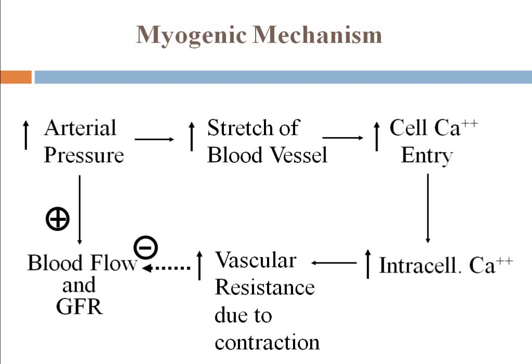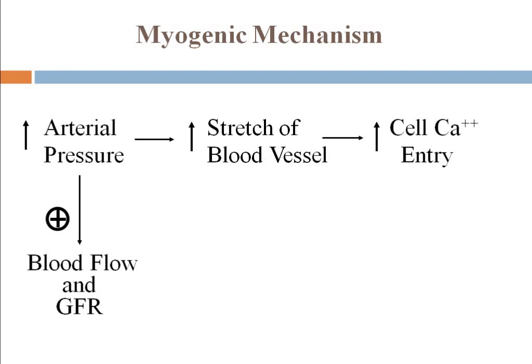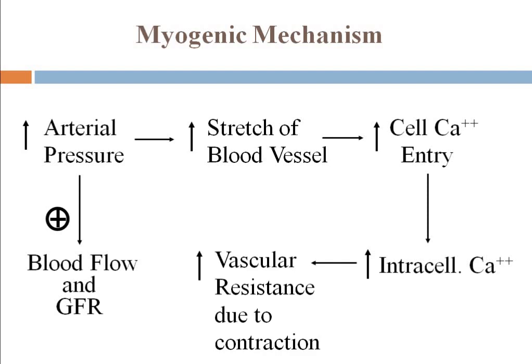I'll repeat again what is happening here. Whenever there is increased arterial pressure, there will be increased stretch of the blood vessels, leading to increased entry of calcium into the cells. Increased intracellular calcium causes contraction of the blood vessels, leading to an increase in vascular resistance, and thus counteracting the increase in blood flow and GFR. So this was the first mechanism, the simplest mechanism of autoregulation.